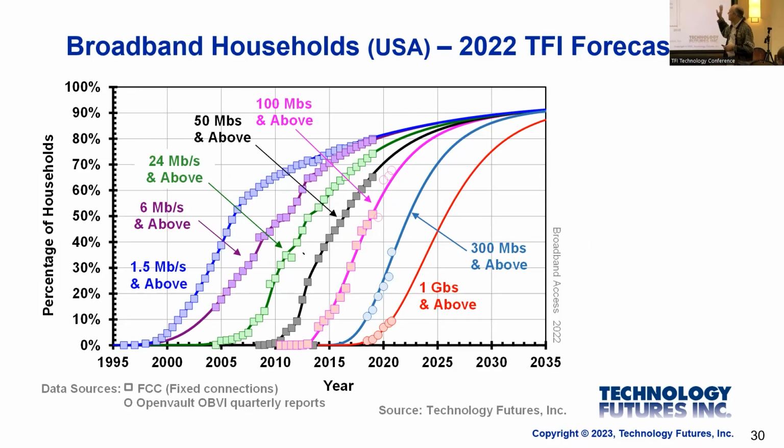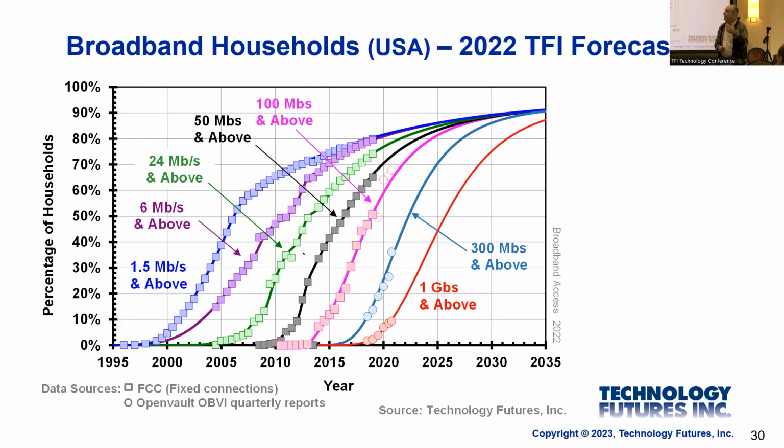And this is the forecast from 2022, what I showed you last year. This is what we used last year. I'll show you the update in a minute, but it's interesting to look here. Most of the historical data here, the little squares, are from FCC Form 477 reports that the carriers have to give every 6 months.